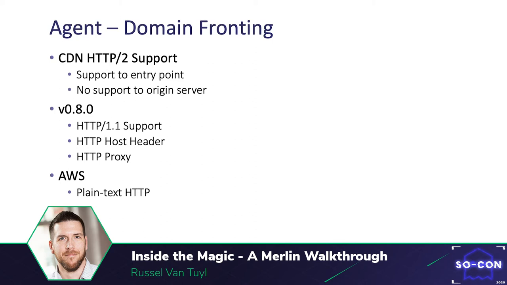I added support for this version back in Merlin version 0.8, just so we could take advantage of the domain fronting technique for command and control. This is done by adding in the host header feature, which allows you to specify your own origin server.